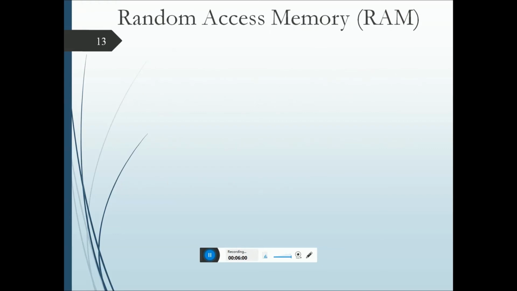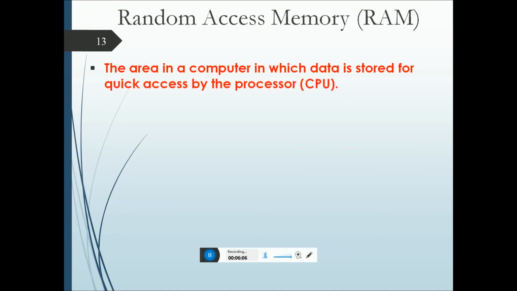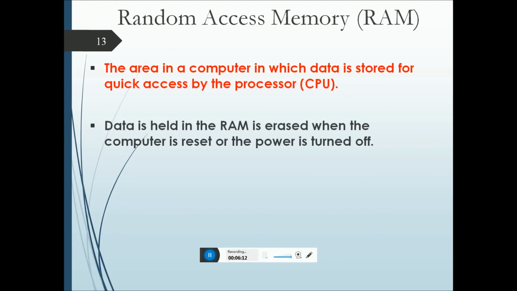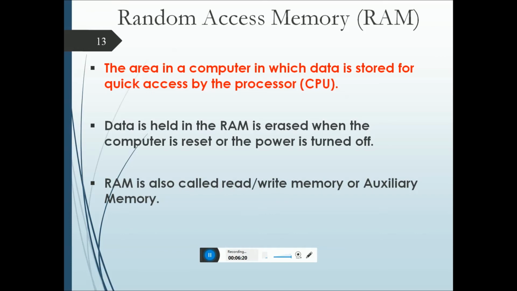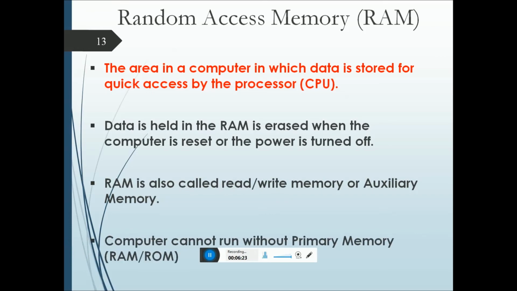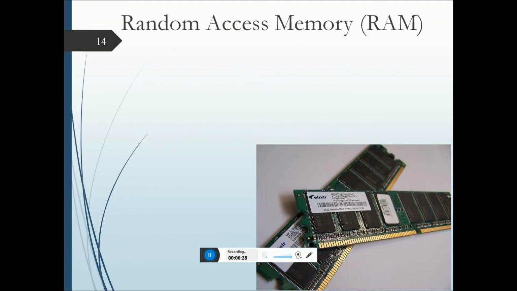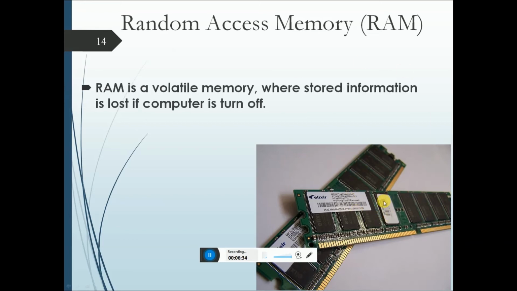Random access memory, in short RAM, is the area of the computer in which data is stored for quick access by the CPU. Data held in RAM is erased when the computer is reset or the power is turned off. RAM is also called read-write memory. The computer cannot run without primary memory, RAM and ROM. This picture shows the memory sticks. RAM is volatile memory; it does not store information when the computer is turned off.